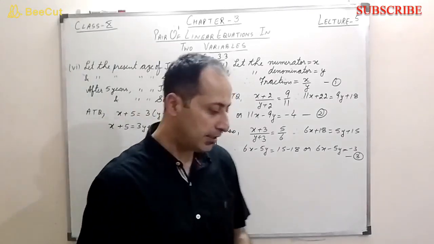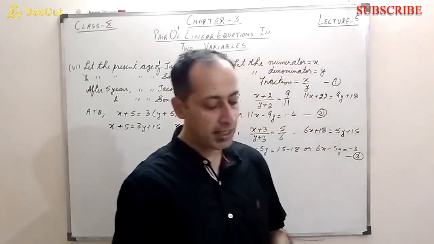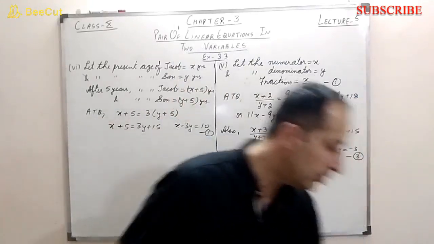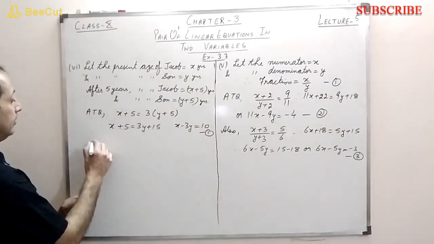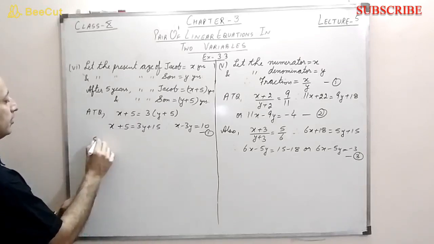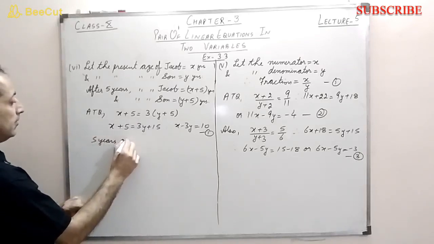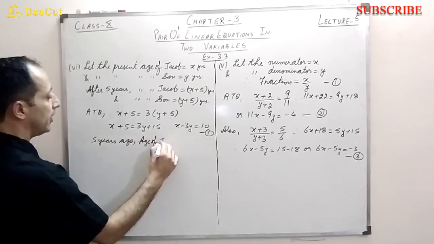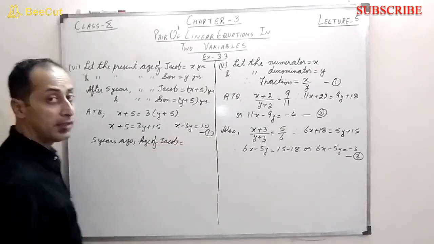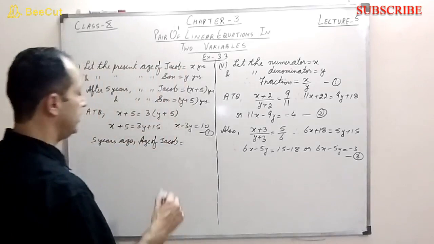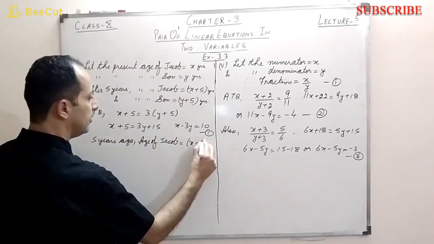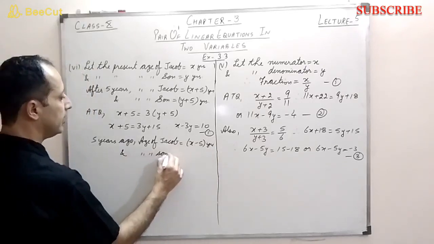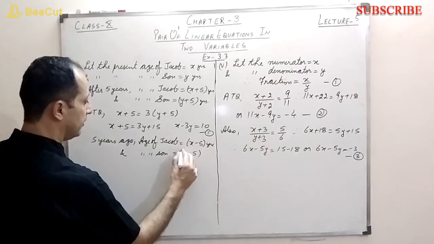Now I take the second condition of the question, given 5 years ago. It means we are going back in history. So I write, 5 years ago, age of Jacob. Obviously the age will decrease, it will be less, so I write x minus 5, and the age of the son will obviously be y minus 5.